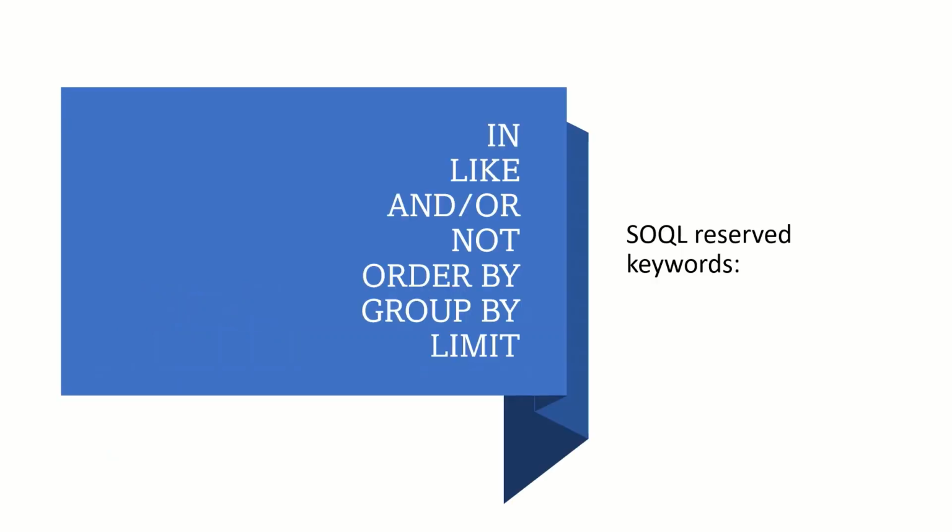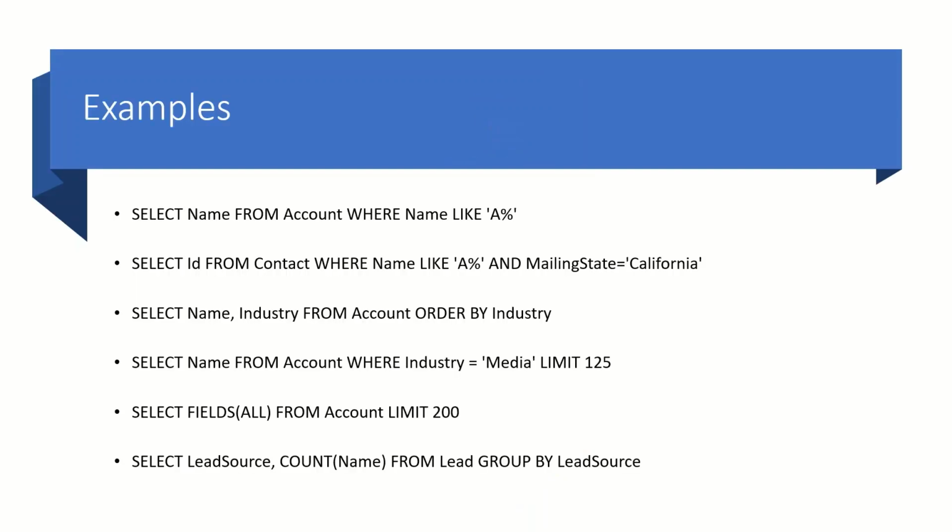Some of the reserved keywords we have in SOQL are in, like, and, or, not, order by, group by, limit. There are many reserved keywords, but these are some of the commonly used ones. Then we have select, where, from, as we all are aware of. Next, we have some examples for those keywords.